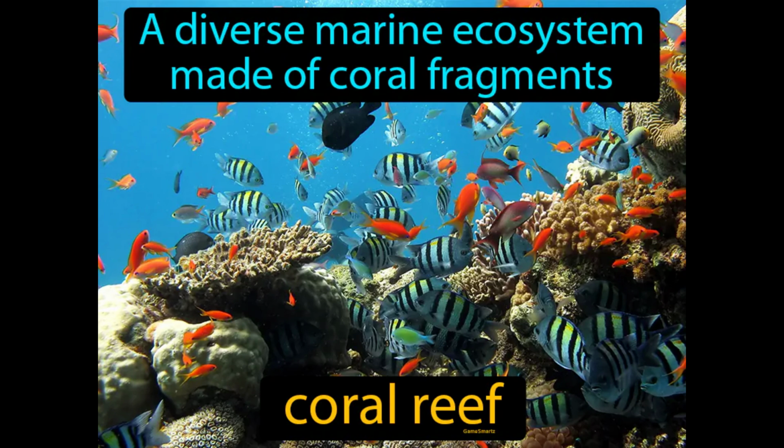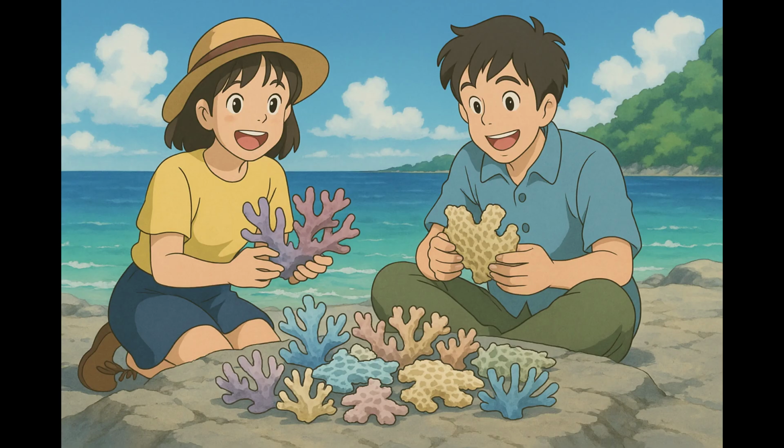A diverse marine ecosystem made of coral fragments. Coral reef. A coral reef is an underwater structure made from the skeletons of tiny sea animals called corals, providing habitat for many marine species. Imagine trying to fit together a 1,000-piece jigsaw puzzle without a picture on the box. Just like each piece of the puzzle is unique and essential to complete the whole image, a coral reef is composed of countless individual coral fragments, each playing a vital role in forming the larger marine ecosystem.